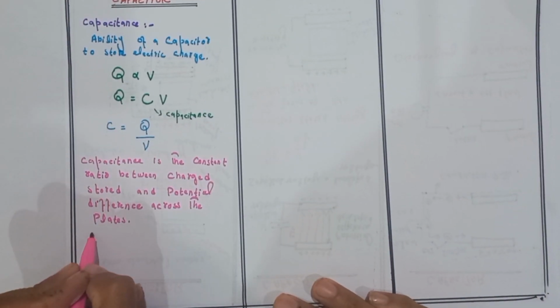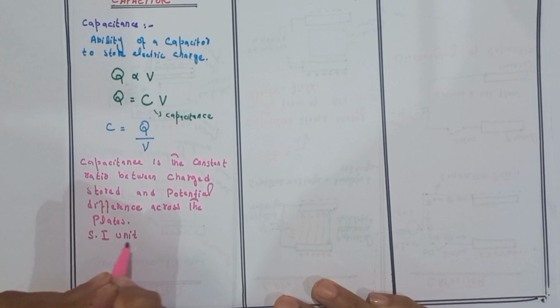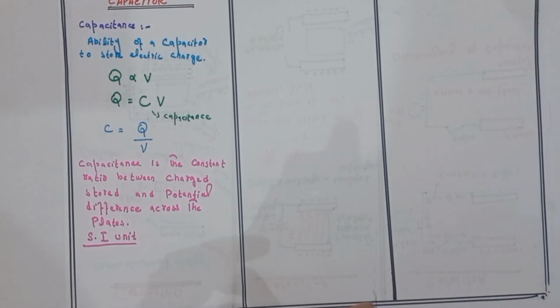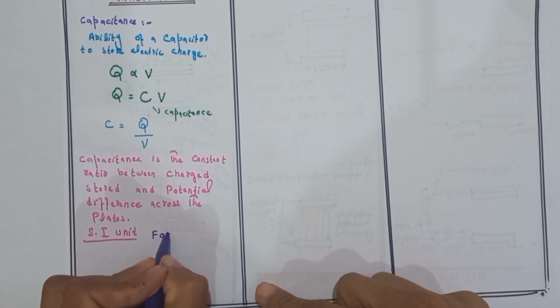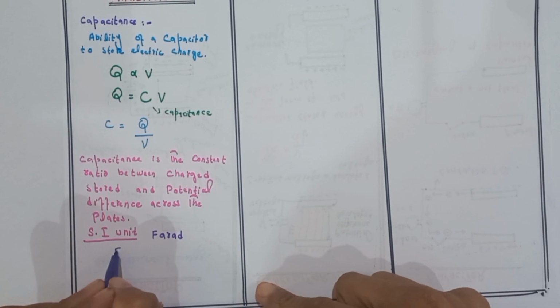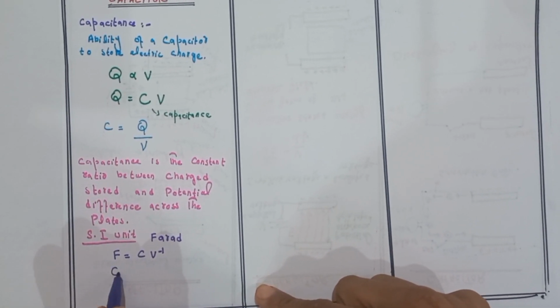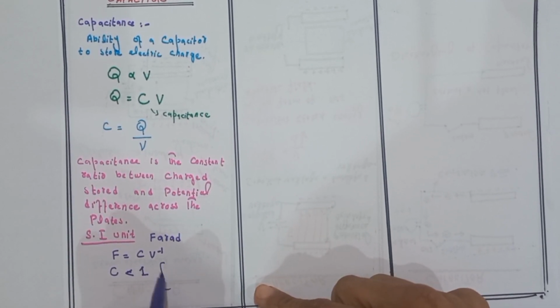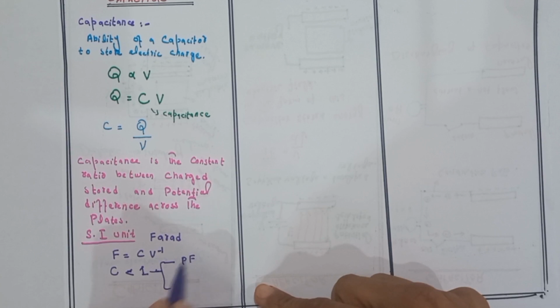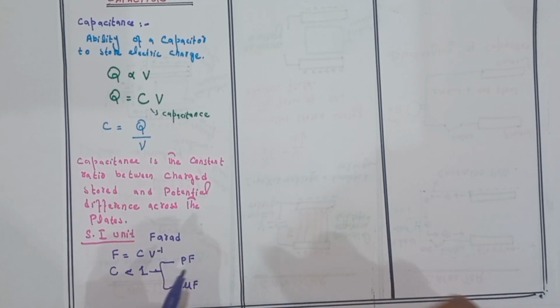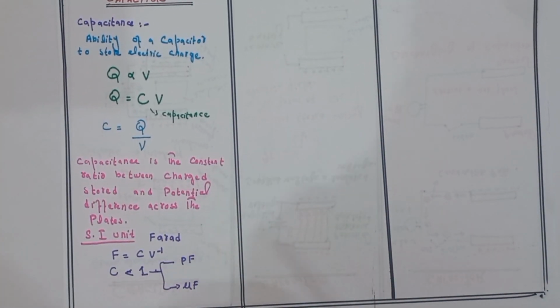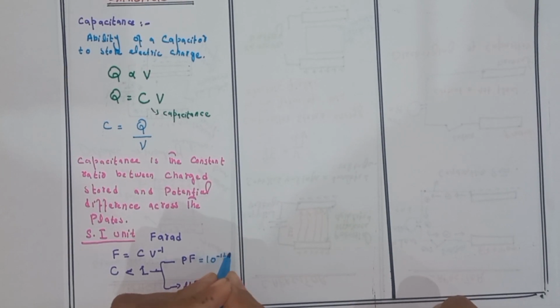Now we discuss the SI unit. The SI unit of capacitance is the farad, which is equal to coulomb per volt. The value of the capacitance is always less than 1, that is, we measure in picofarad and microfarad. The value of the picofarad is 10 raised to the minus 12 farad, and microfarad is 10 raised to the minus 6 farad.